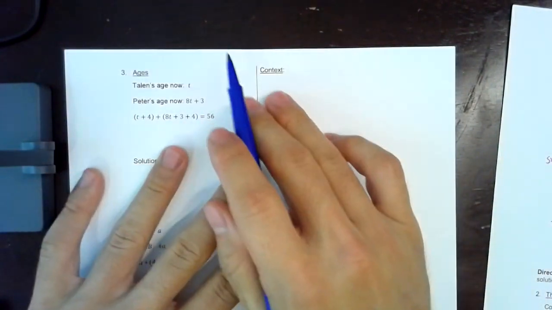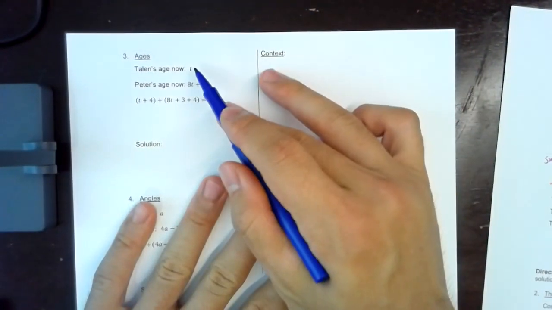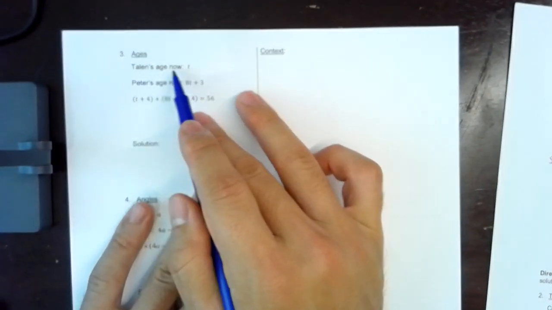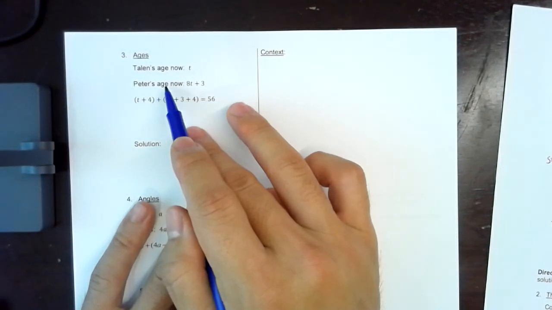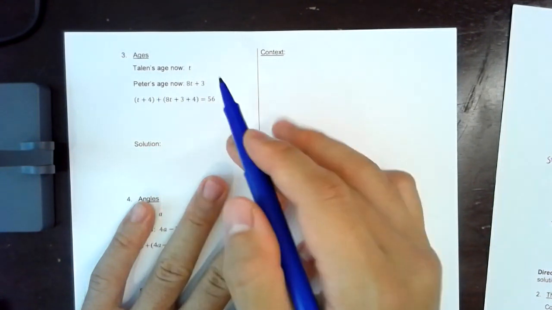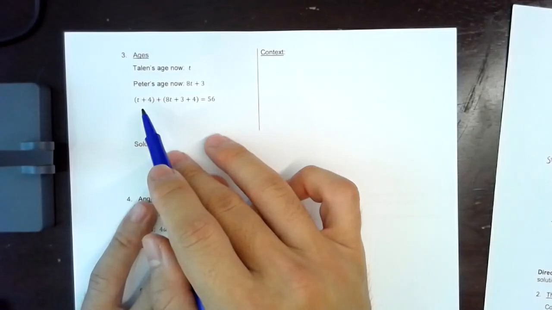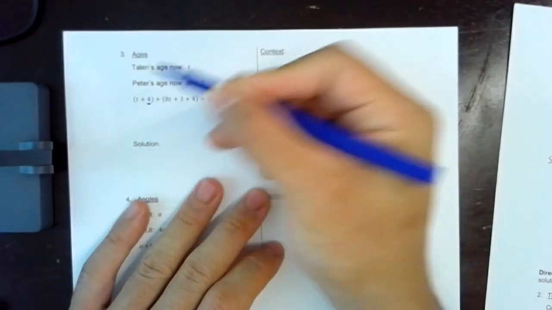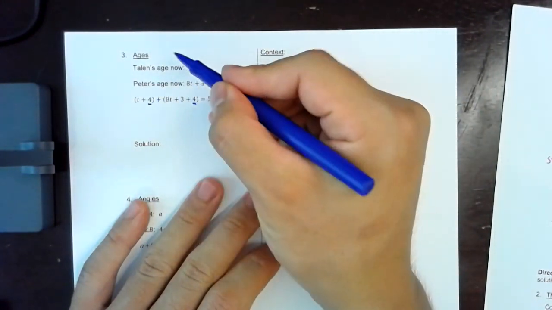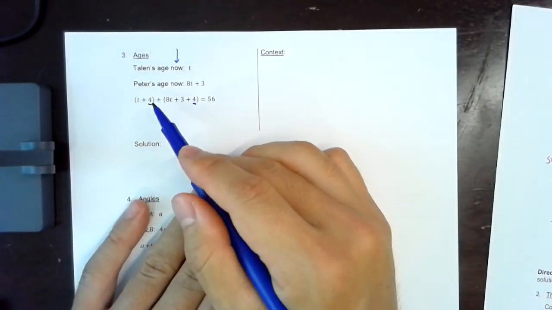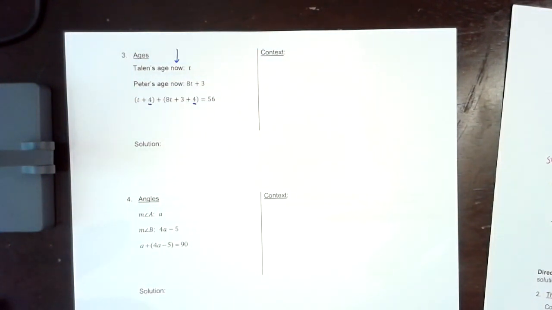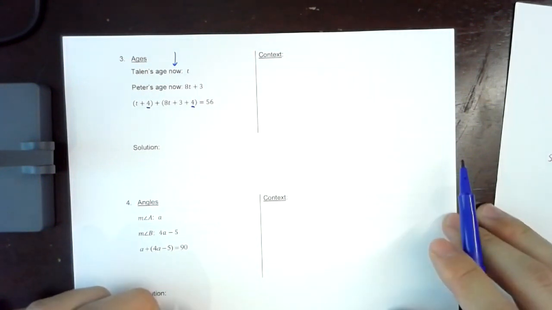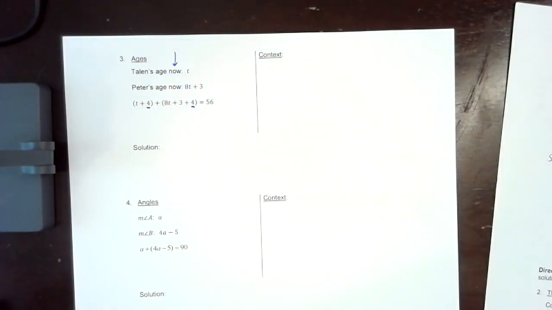So again, you can see how we're going in reverse. We're given the expressions. We're dealing with ages, and it says Talon's age now is T, and Peter's age now is 8T plus 3. Obviously, Peter's older. And for some reason, you can see in this equation, there's a 4 added to each of their current ages. So a 4 added to their current age potentially is like saying something in the future, right? So where do we begin?